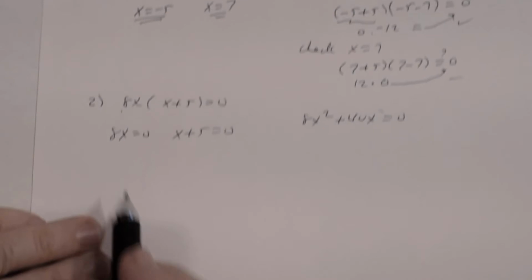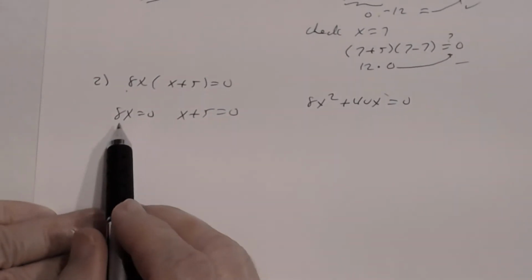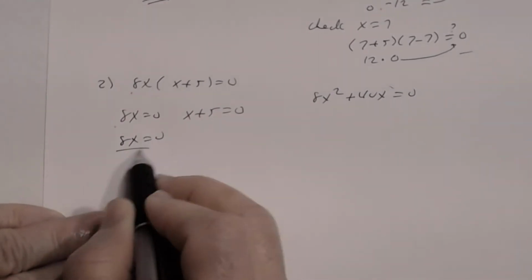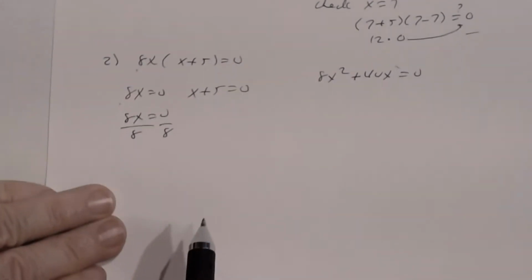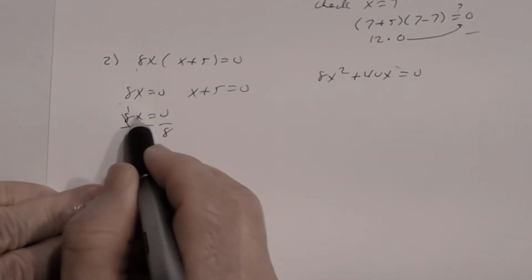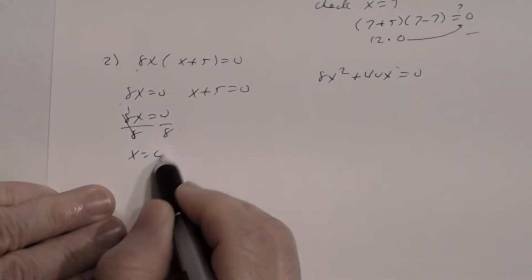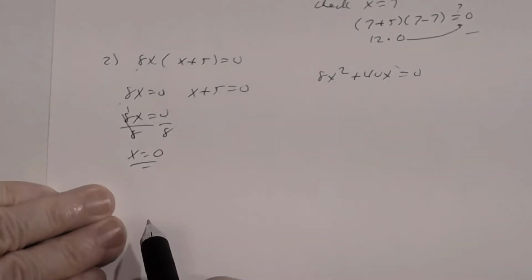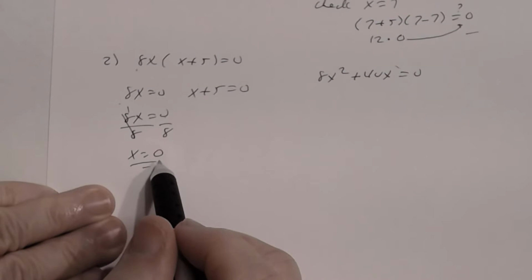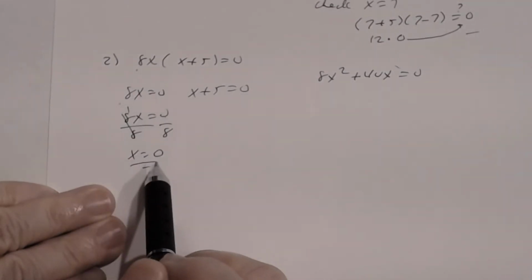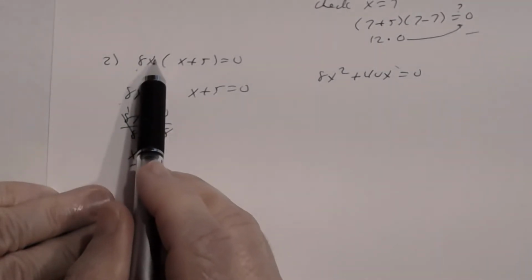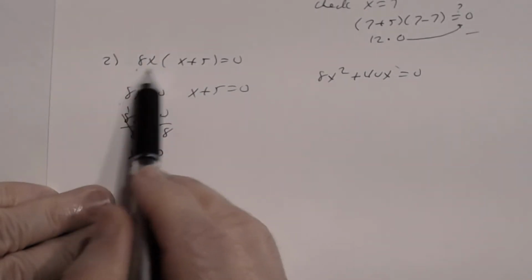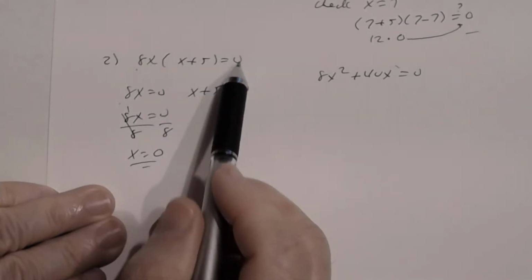Okay? And so if I get x by itself here, I have to divide both sides by 8. So 8 divided by 8 is 1, 1 times x is x, and 0 divided by 8 is 0. So one of my solutions is 0. And it kind of makes sense because look, if I check this, I get 8 times 0 is 0, right? Okay, and what's 0 plus 5? Well, 5. Well, what's 0 times 5? Well, 0 times 5 is 0.